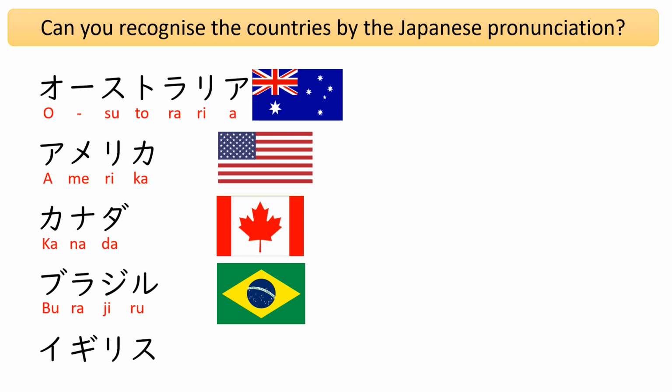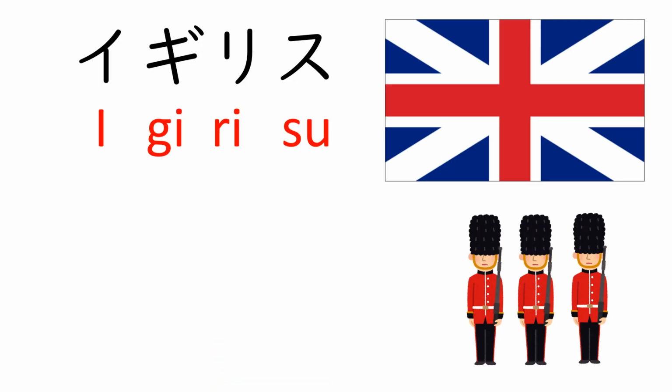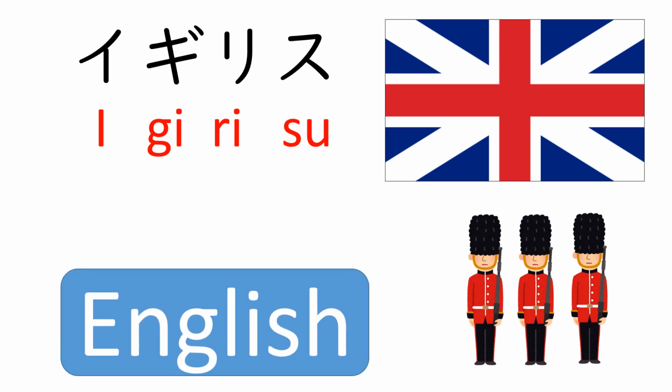Next one might be a little bit tricky. Okay, next one is イギリス。何ですか?It is the UK. Can you guess where the sound イギリス comes from? It comes from English. English. Make sense?